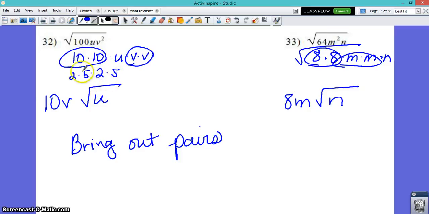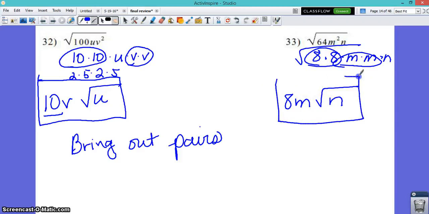You have a pair of 2's and a pair of 5's, which if you pull those out, 2 times 5 is 10. So it depends on what you know, which is 10 times 10 is a pair and you can pull that out, or if you need to go further than that. So then you still have u left in the house. Over here, the perfect square of 64 is 8. So you can pull out the 8 and the m, and you are left with 8m root n.